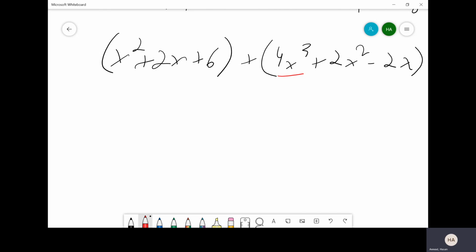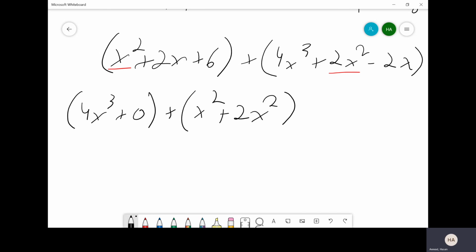So when I add these together, the 4x cubed is going to be added to nothing because there's no other x cubed that I can add to it. We're going to follow that same process with all of them. So just like we said, 4x cubed plus 0, because there is no other x cubed on the left-hand side that we can add. Now we go in descending order. We started with the cube, now let's look at the squared. Do we have an x squared on both sides? The answer is yes. We have x squared here, and we have a 2x squared here. So we can add those together. We have x squared plus 2x squared.